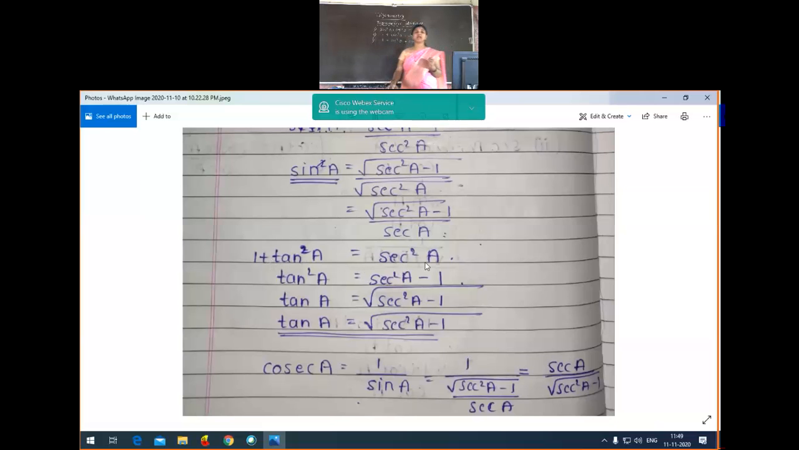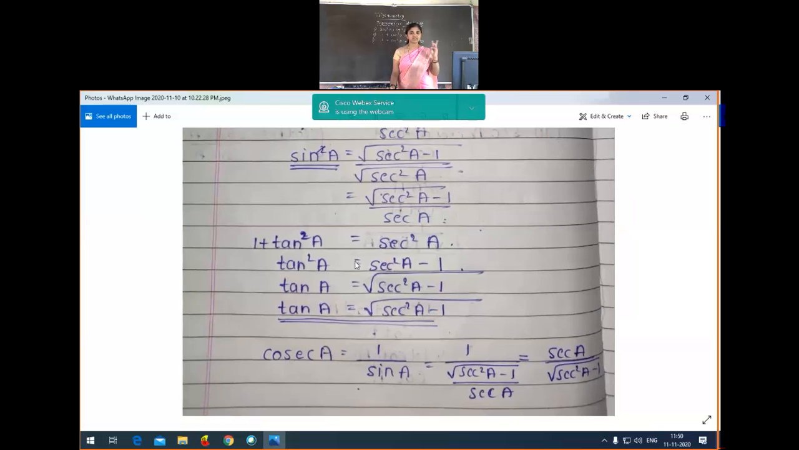Second identity we have: tan square A is secant square A minus 1. Then tan A is equal to the square root of secant square A minus 1. This is very simple actually, because we have the direct identity to convert tan into secant form. So 1 plus tan square A is equal to secant square A. Therefore tan square A is secant square A minus 1, then tan A is the square root of secant square A minus 1. This is the answer.